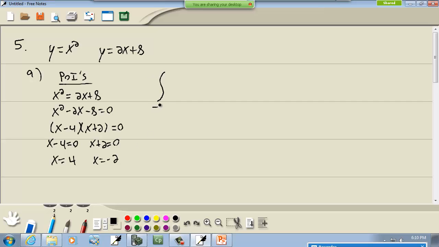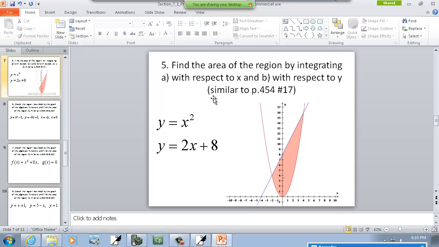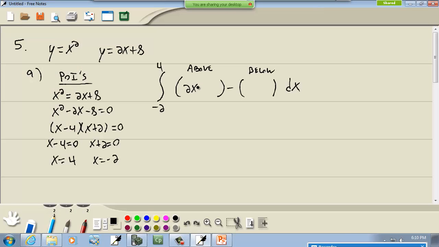The graphing calculator is fantastic for you to pick out sign errors and so forth. So for our setup, we'll go from negative 2 to 4, and we want to put our graph that's above, whatever that might be, minus the graph that's below, dx. Okay, so we said the blue line is the graph that's above. It's above this if I look at it at any particular point. So I'll put 2x plus 8 here, and I'll put x squared here. Well, let me simplify a little bit. That gives me the integral of 2x plus 8 minus x squared dx.